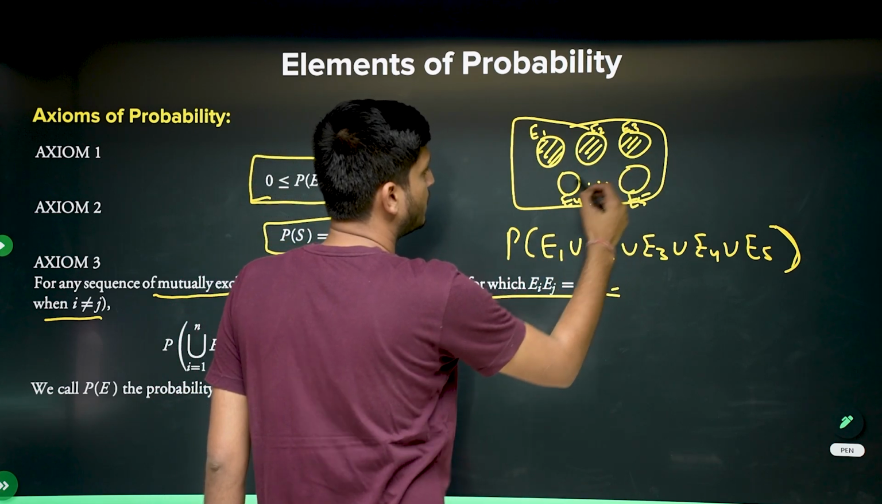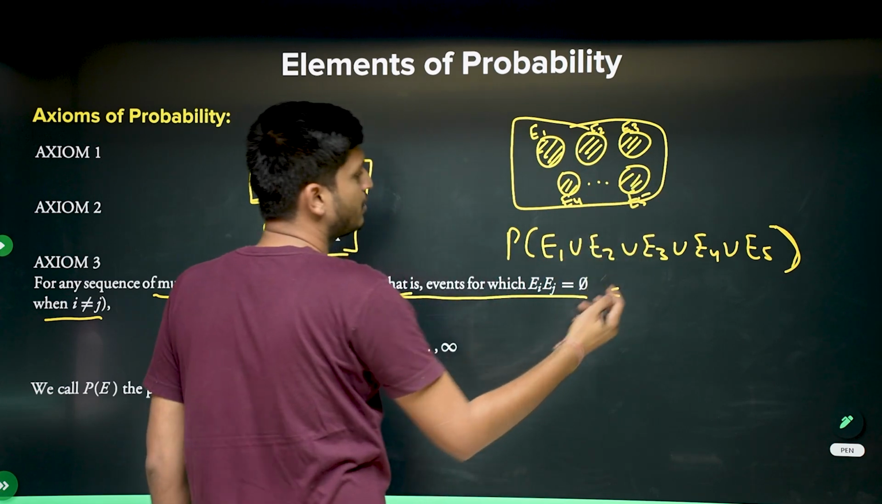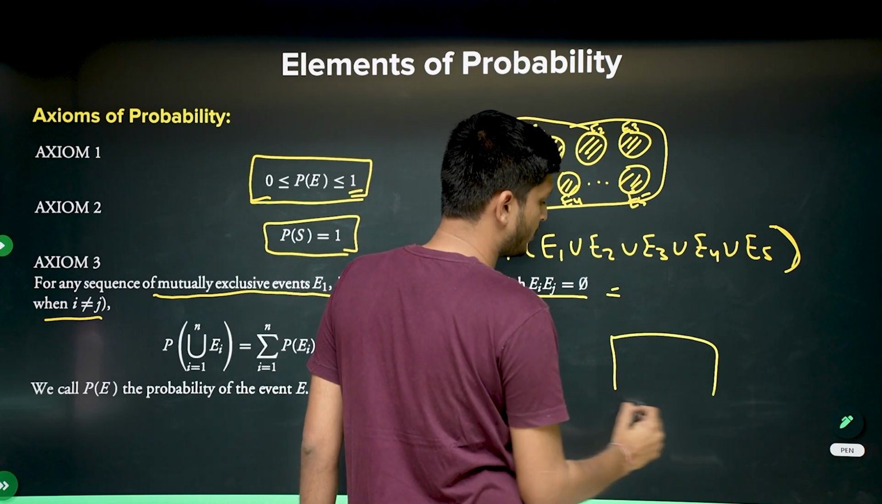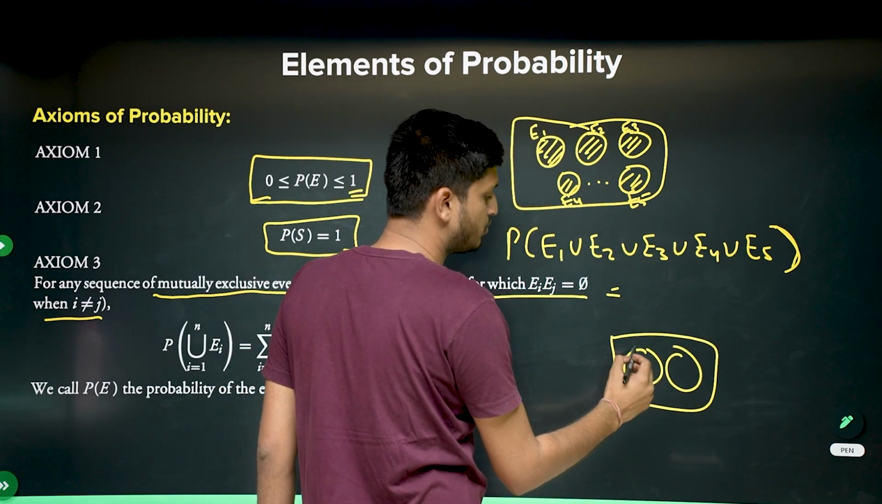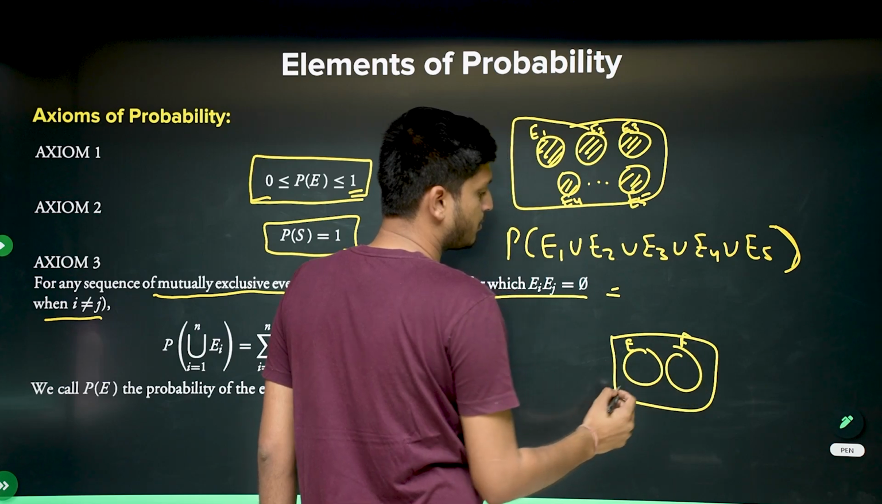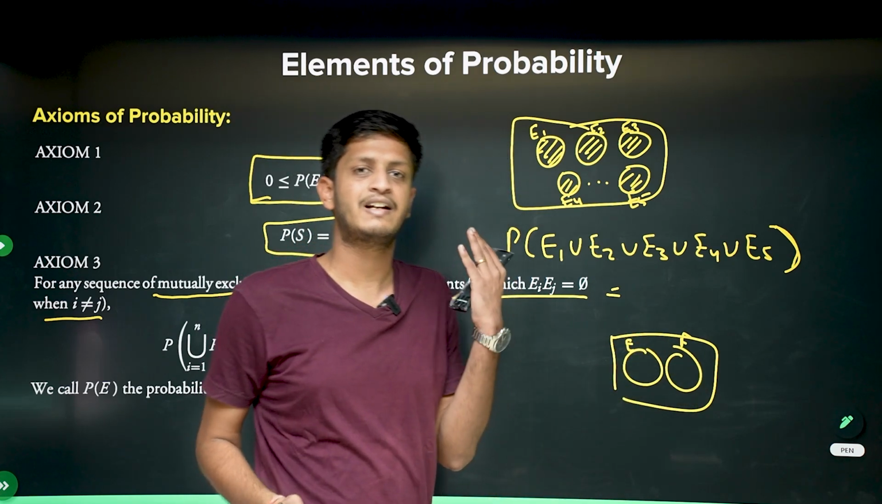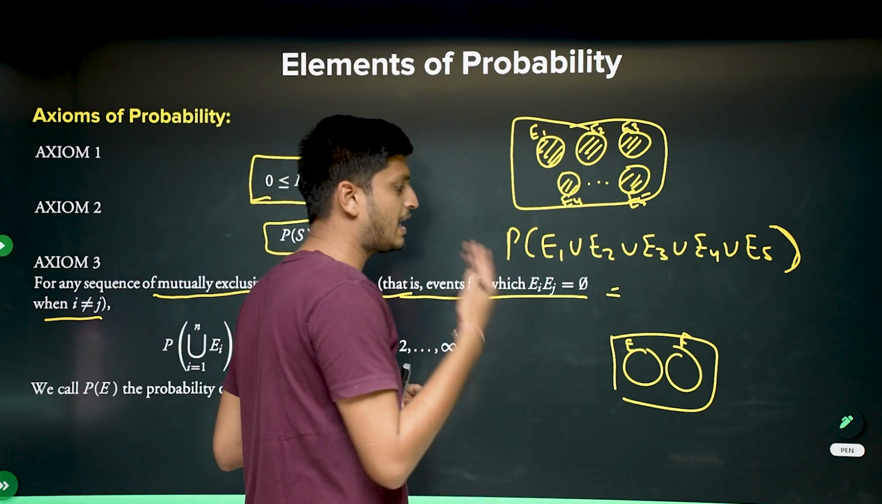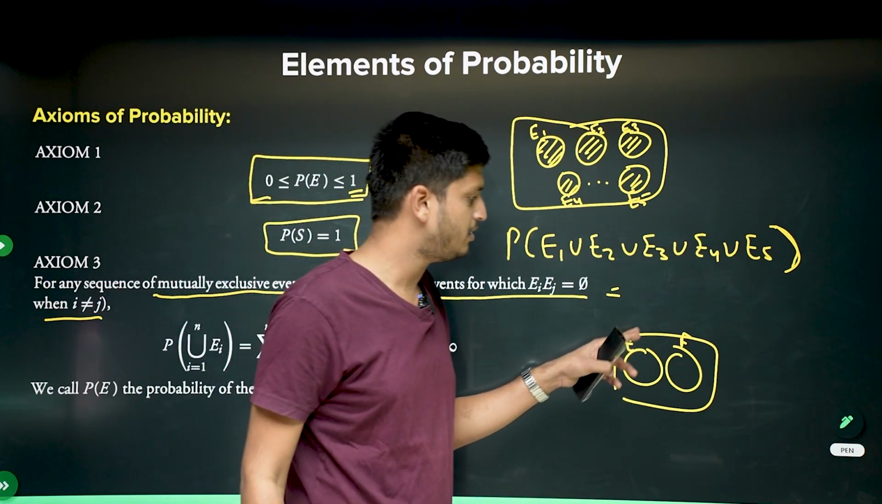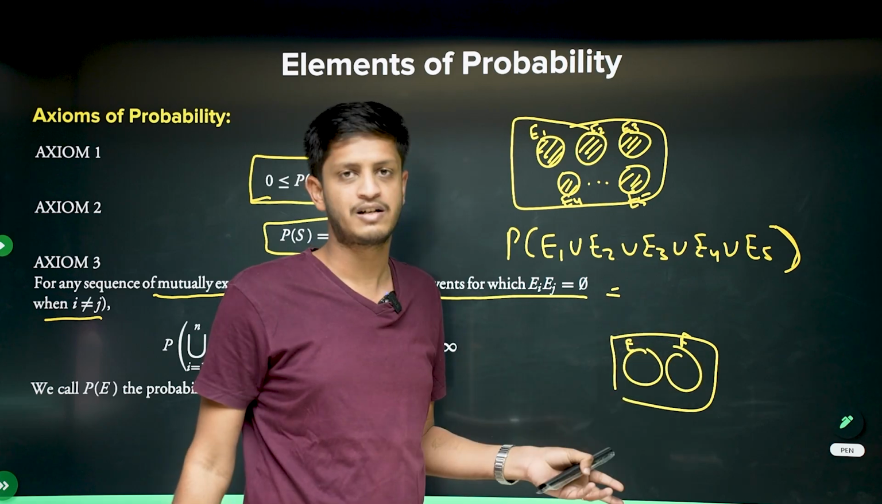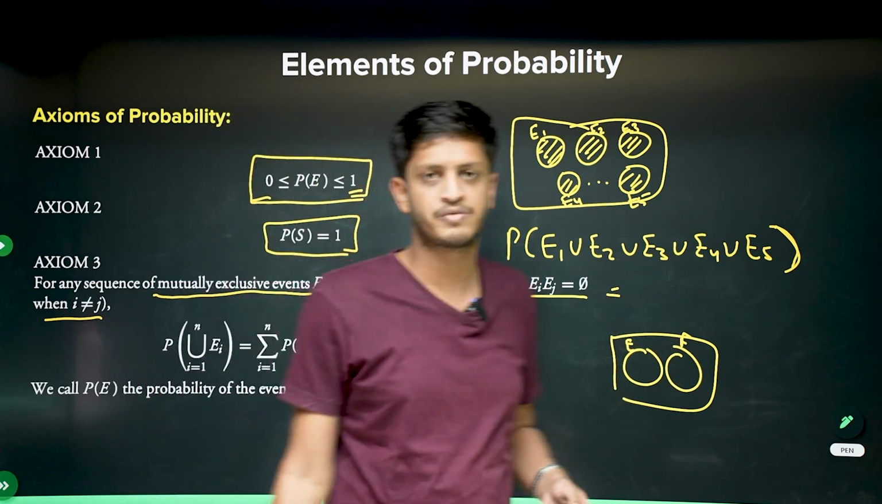So basically you can first see it for two sets. It will be easier. If you have only two sets E and F, the probability of the union will be the probability of E plus the probability of F, which is the same as cardinality in sets, right? The cardinality of E union F will be the cardinality of E plus the cardinality of F. So the same happens with probability as well. Okay.